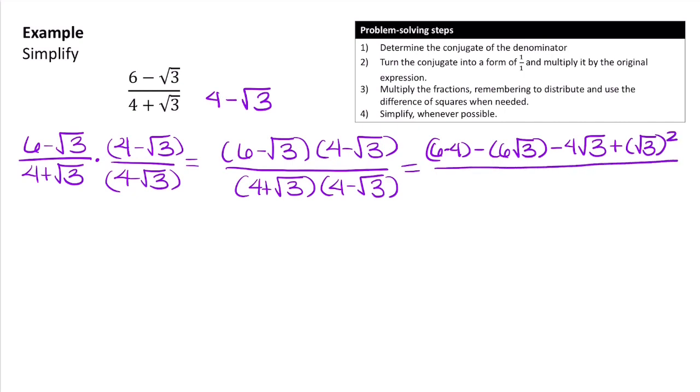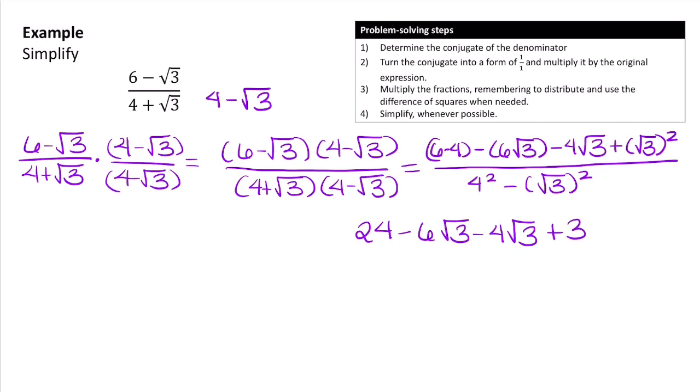And that's going to be over the denominator. Well, there I can use the difference of squares because I'm multiplying conjugates. So this is going to be 4 squared minus the square root of 3 squared. Okay, so now let's simplify, try to collect like terms and do all of that. So we have 6 times 4, which is 24, minus 6 square root of 3 minus 4 square root of 3, and then plus the square root of 3 squared, well, that's just going to be plus 3. And that's over, let's see, 4 squared is 16, minus square root of 3 squared, well, that's just going to be 3.